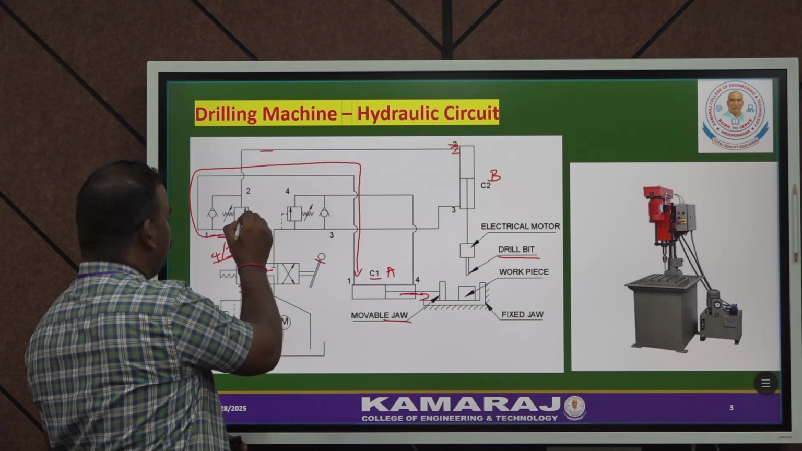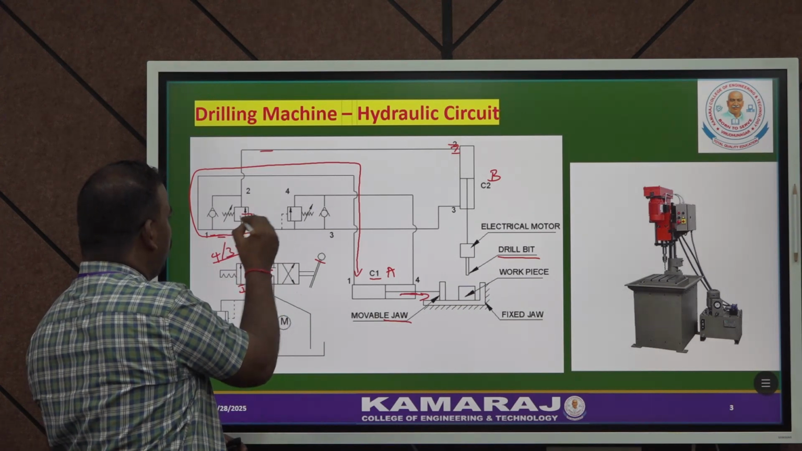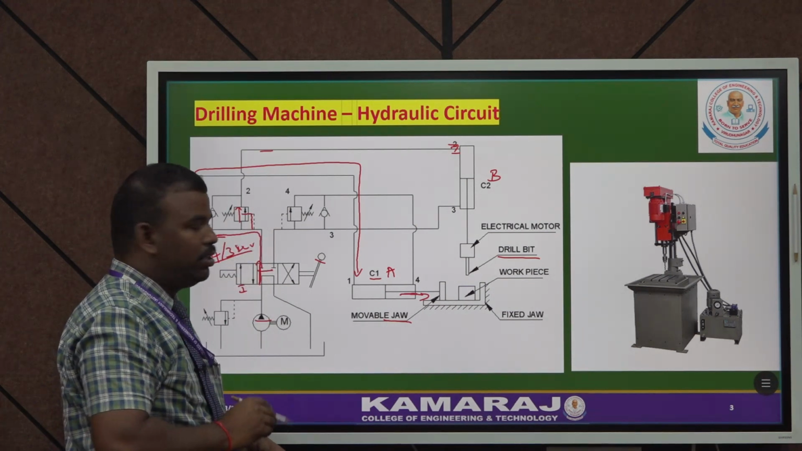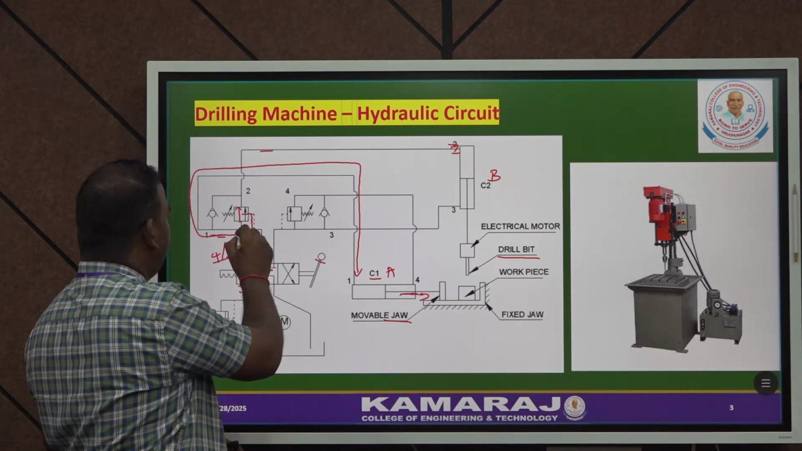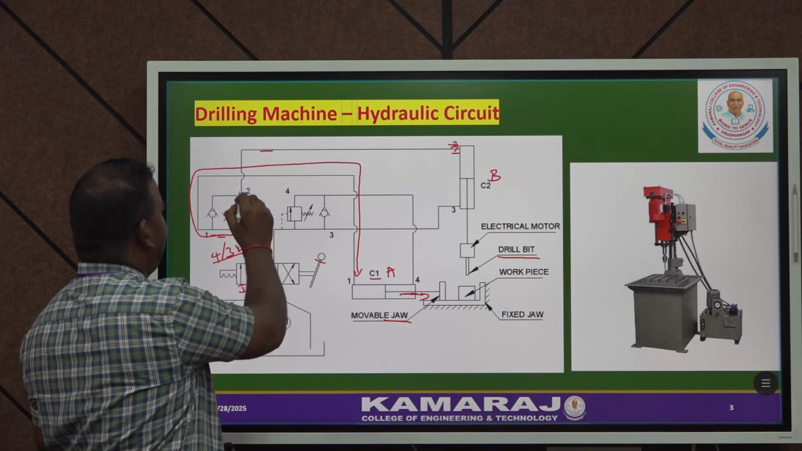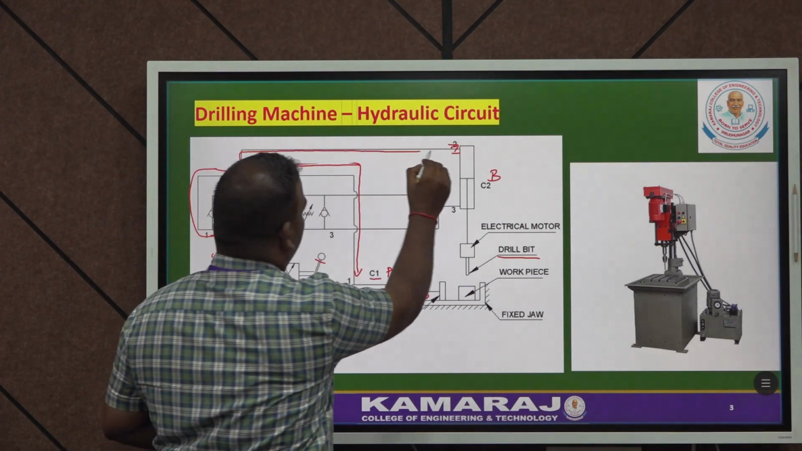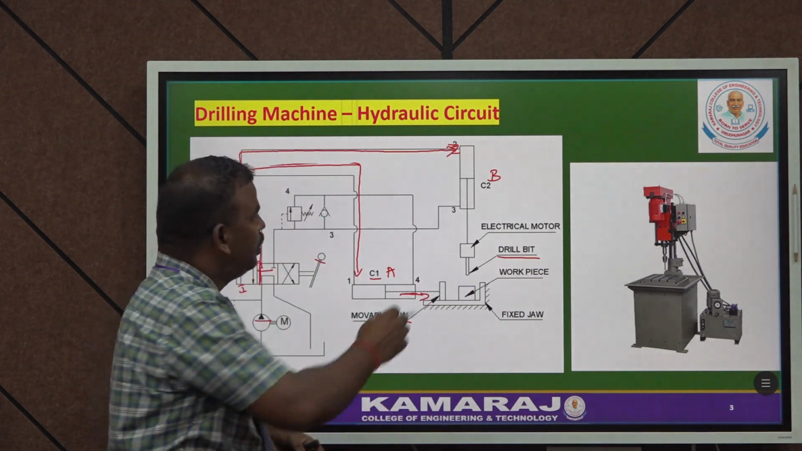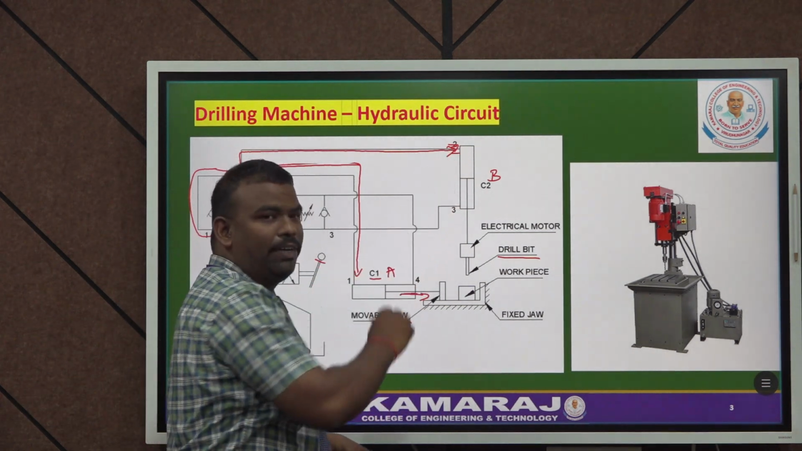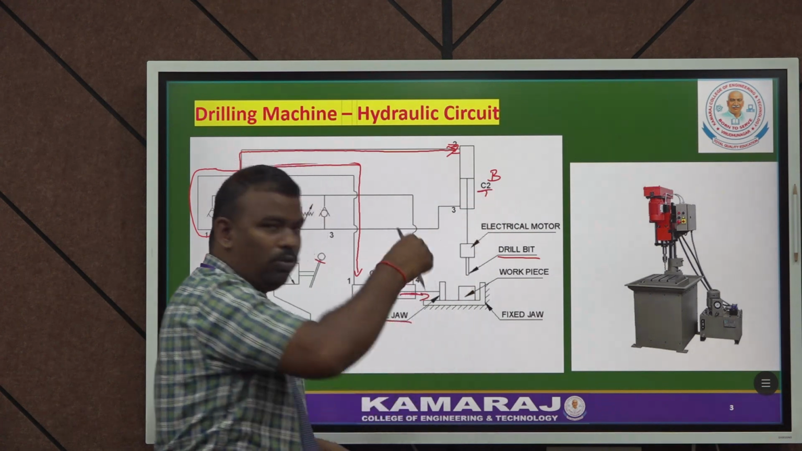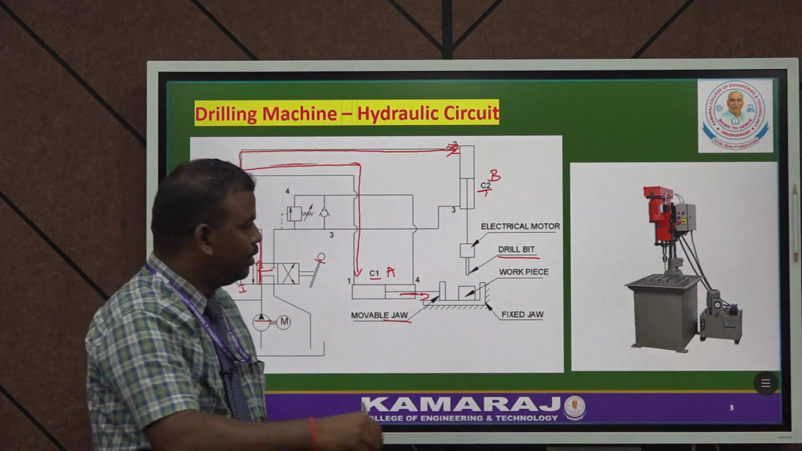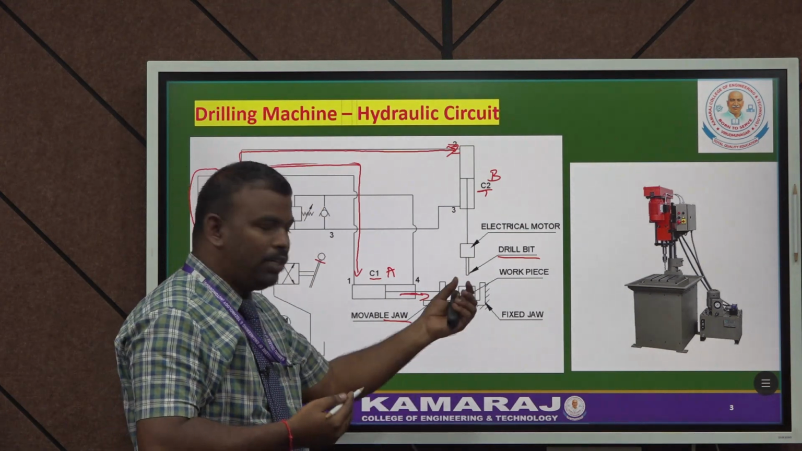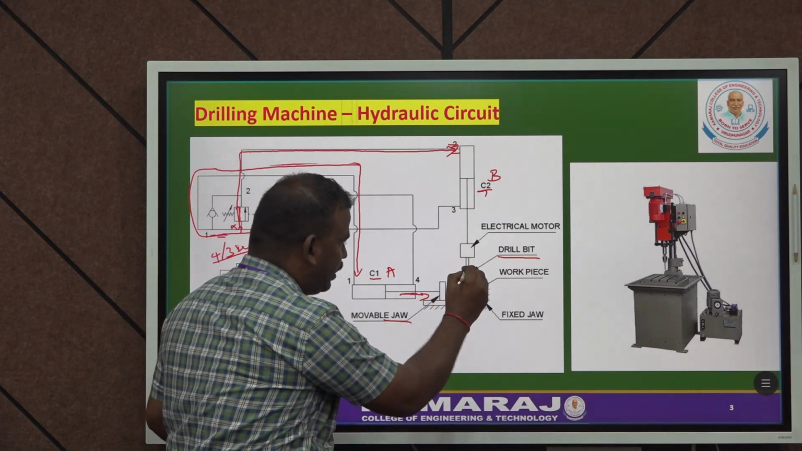So now the pilot pressure acts on the sequence valve, and the sequence valve opens. The oil flows into the second pressure line, and into the blind end side of cylinder 2. Now the drill bit is extended. At the same time, using the electrical drive, the drill bit is also rotated. So the drilling action is completed.